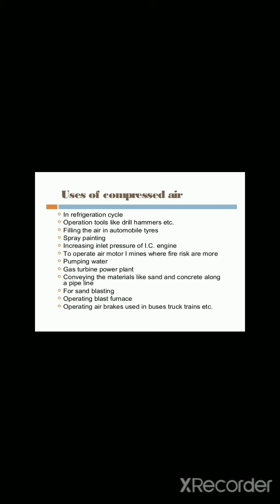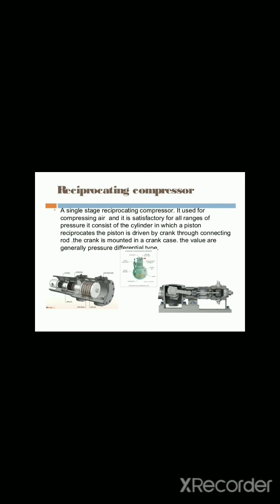Next point is increasing inlet pressure of IC engines. Next point is to operate air motor, where fire risks are more and pumping water is not available. Again, compressed air is used at the gas turbine power plant, for conveying materials like sand and concrete along a pipeline. Compressed air is also used for sand blasting, operating blast furnaces, and operating air brakes used in buses, trucks, trains, etc.